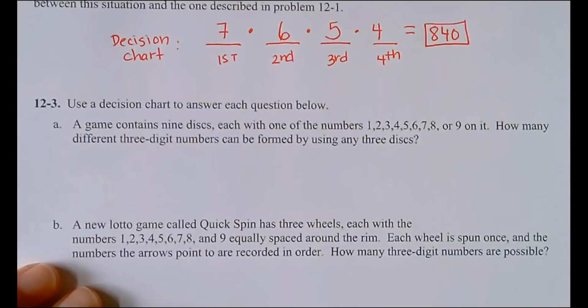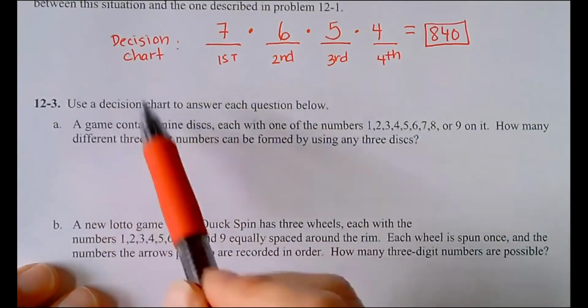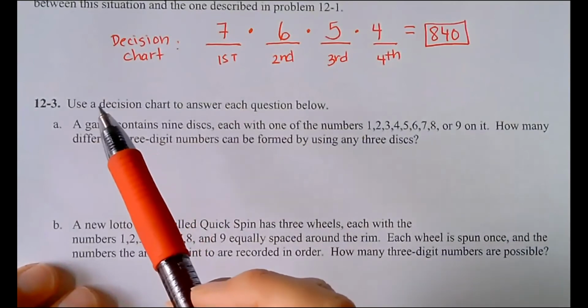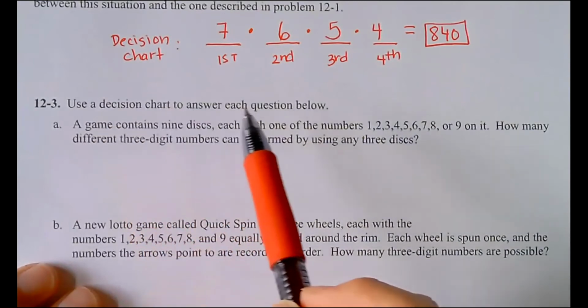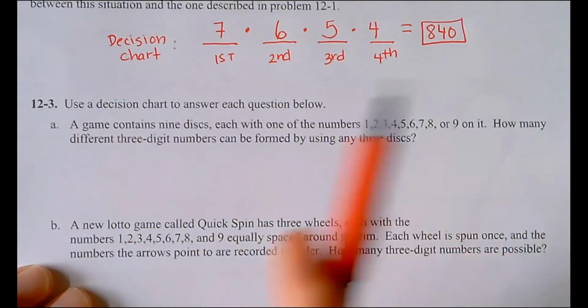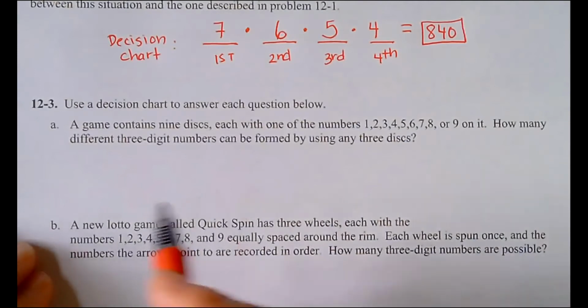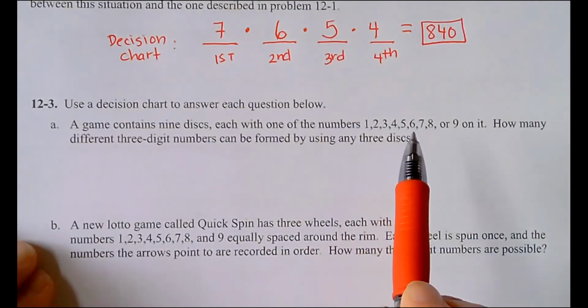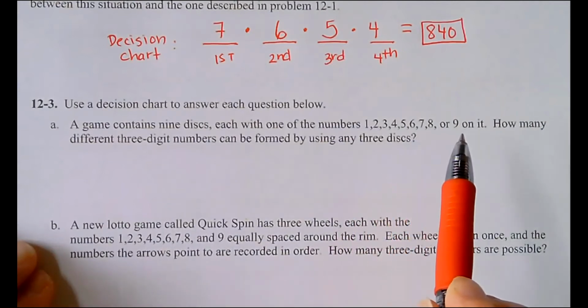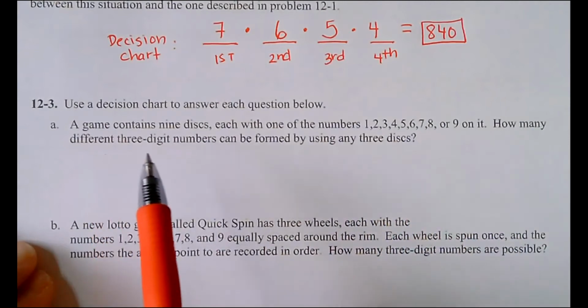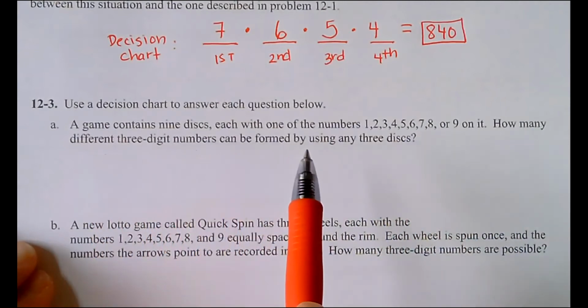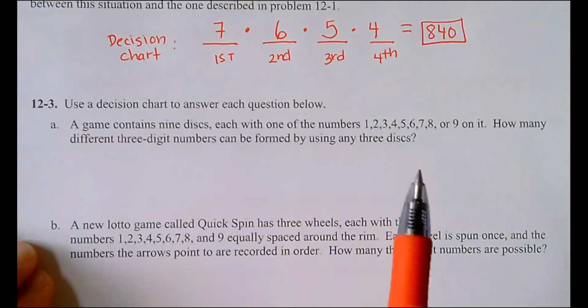So now on this next one, 12-3, you guys are going to use a decision chart to answer each of the questions below. So I'm going to read through this, and then you guys are going to have some questions to answer and see if you guys can get these right. So a game contains 9 discs, each with one of the numbers 1, 2, 3, 4, 5, 6, 7, 8, or 9 on it. How many different 3-digit numbers can be formed by using any 3 discs?